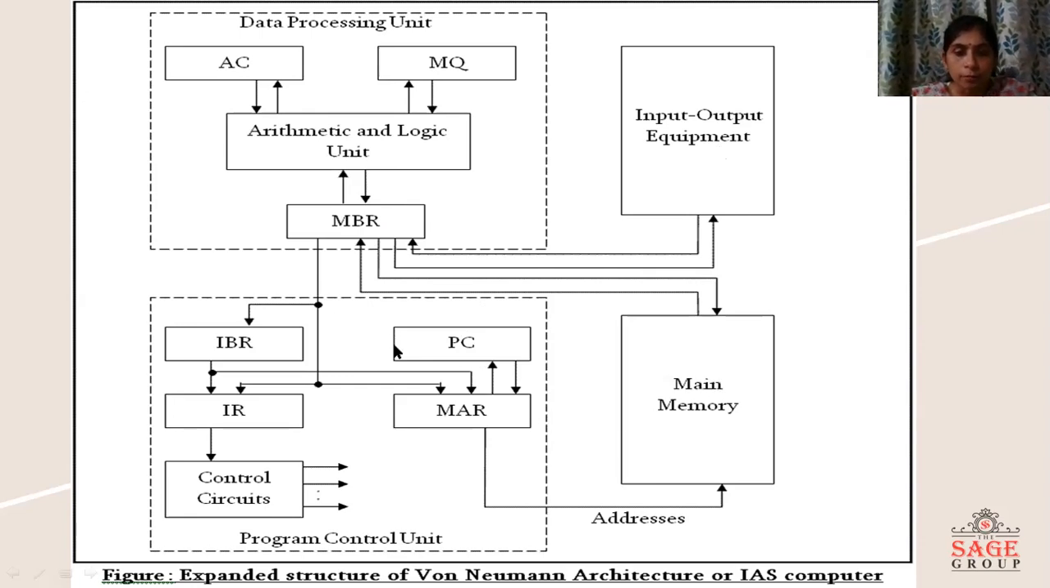If we see carefully, the memory address register is connected to the main memory. The program counter is connected to the MAR, and MAR and IR are connected to the MBR, and the arithmetic logic unit is connected to the accumulator, MQ, and MBR. And this MBR is connected to the input output equipment and main memory, and it is also connected to the program control unit.